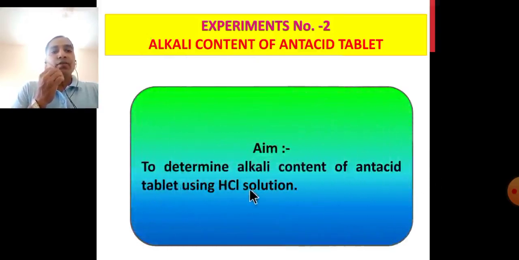The aim of this experiment is to determine the alkali content of antacid tablet using HCl solution. That is, the antacid tablet contains magnesium and aluminum. In this experiment, we calculate how much amount of magnesium the given antacid tablet contains.